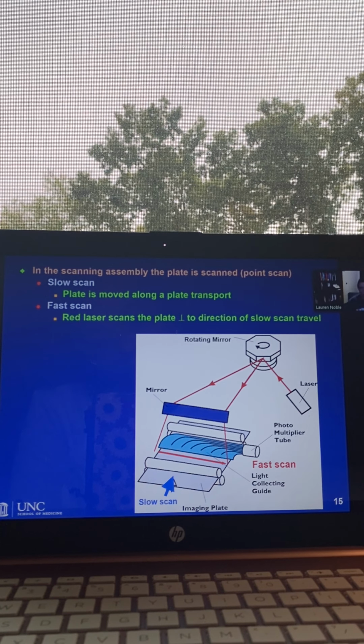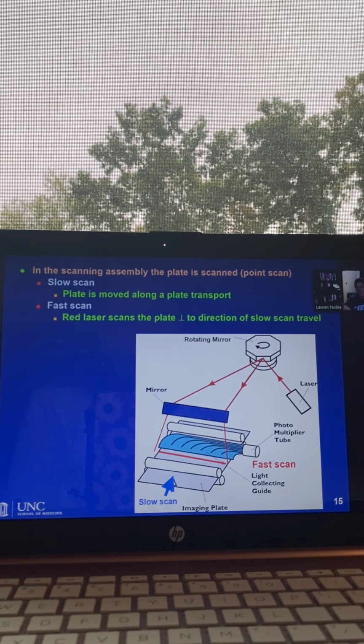What you do need to know is that slow scan is the direction the plate is moving. Fast scan is the direction that the laser is moving across the plate. As this plate moves through, the top of the plate gets scanned, and it gets scanned all the way to the bottom of that plate. So that's what's happening in this scanning assembly.